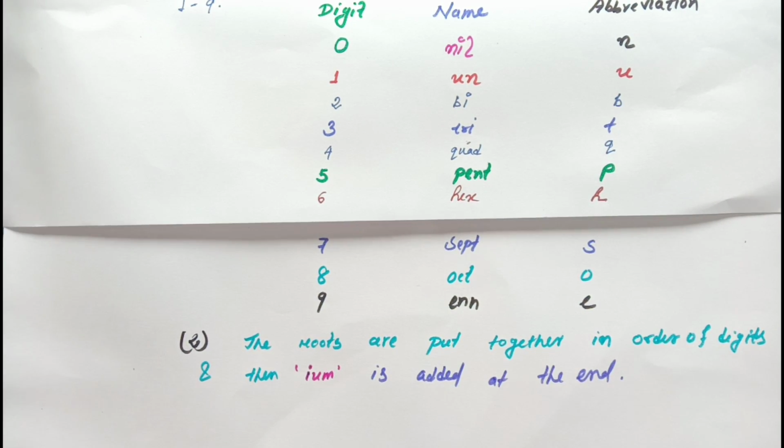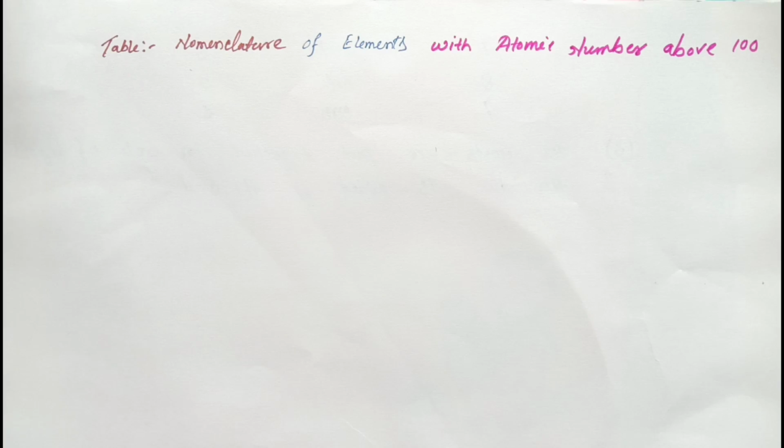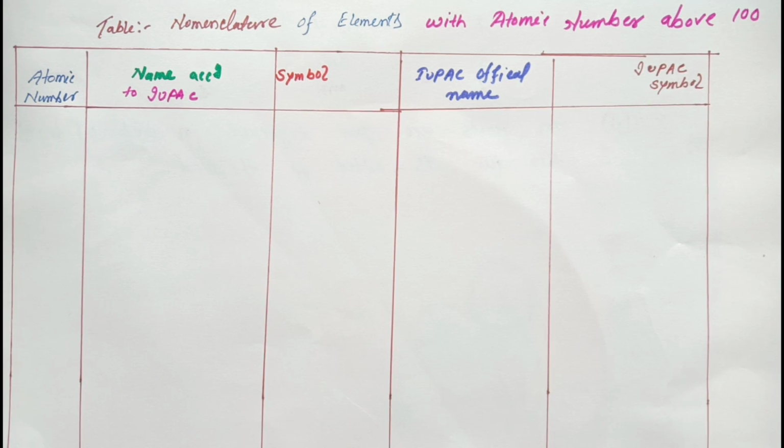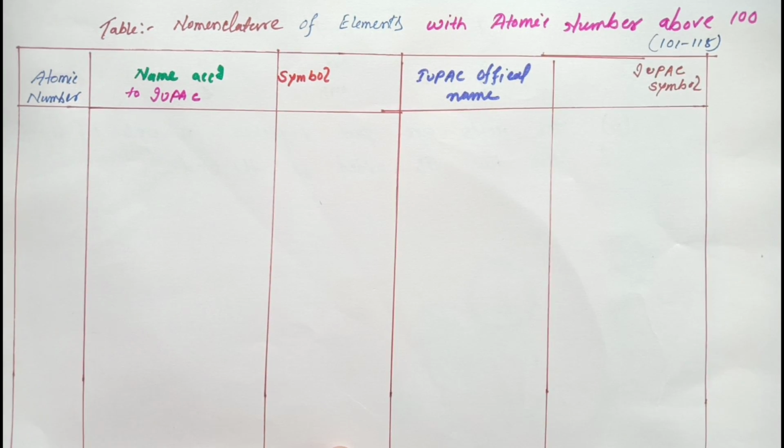The second rule is what? The roots are put together in order of digits and then ium, that is i-u-m, is added at the end. So by using these rules, we can name the elements with atomic number greater than 100. Now see some examples of the IUPAC names for elements with atomic number above 100, and I am taking the examples of elements from atomic number 101 to 118.